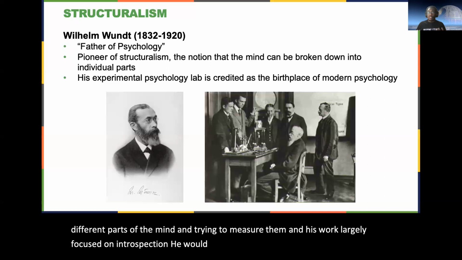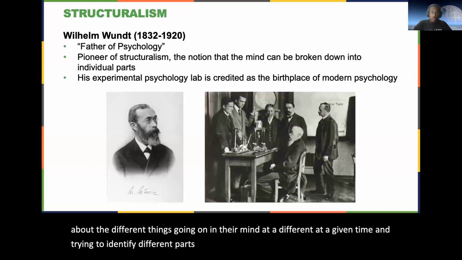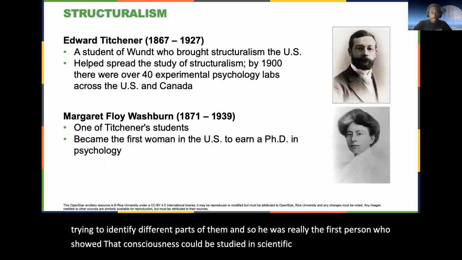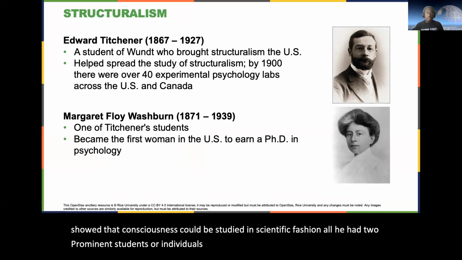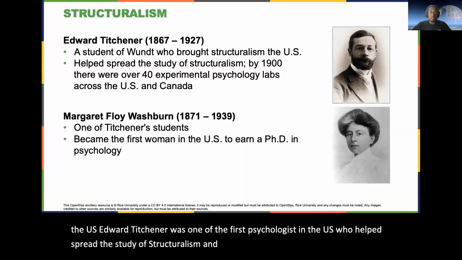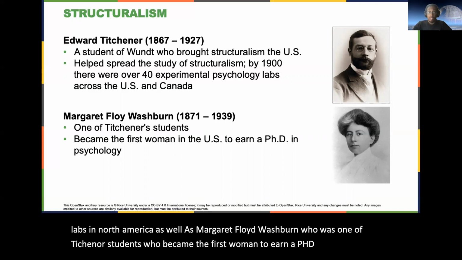He would get research participants to think deeply about the different things going on in their mind at a given time, and trying to identify different parts of them. And so he was really the first person who showed that consciousness could be studied in scientific fashion. He had two prominent students or individuals who studied with him and eventually came to the US. Edward Titchener, who was one of the first psychologists in the US, who helped spread the study of structuralism and establish 40 experimental psychology labs in North America, as well as Margaret Floy Washburn, who was one of Titchener's students, who became the first woman to earn a PhD in psychology in the world.